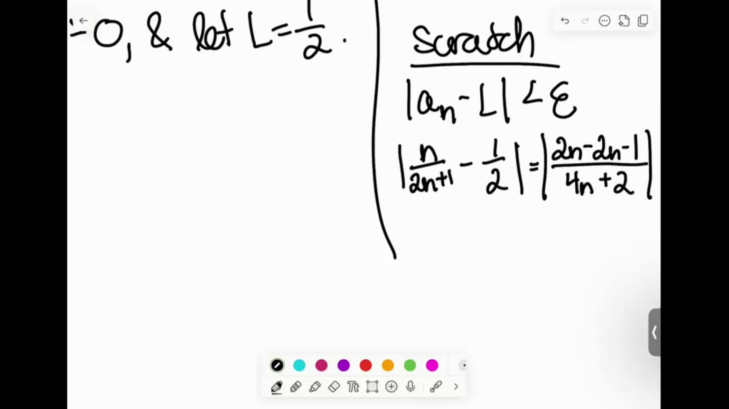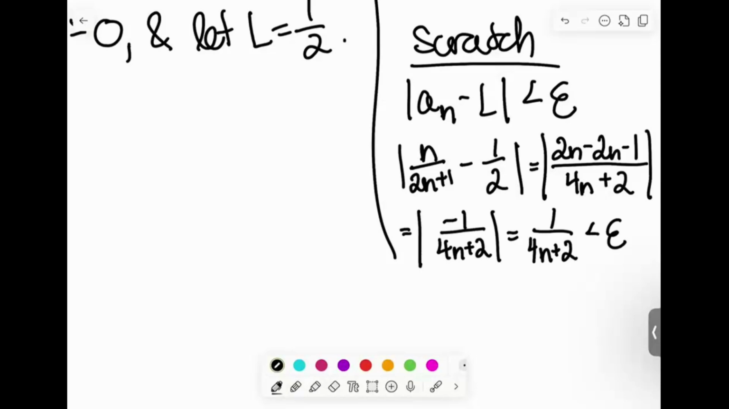Yes, ma'am. Okay, so what do I get? I get -1 over 4n plus 2. Remember, n is a natural number, so n is always positive. This is a negative, so I just change the negative into positive. And so I want this to be less than epsilon. This is what I want, right?